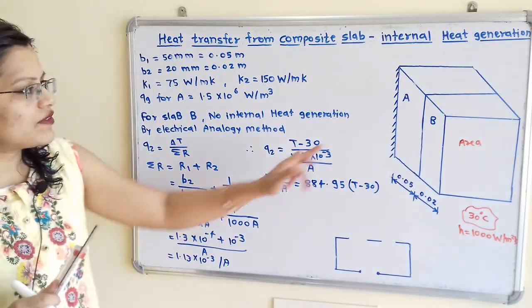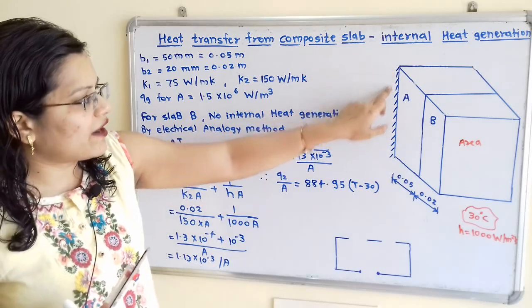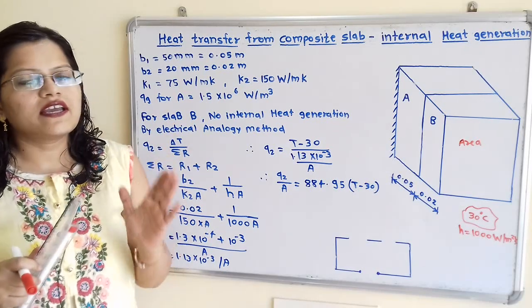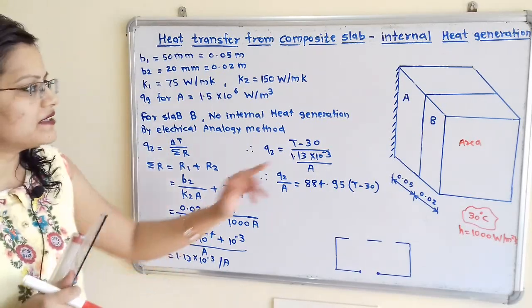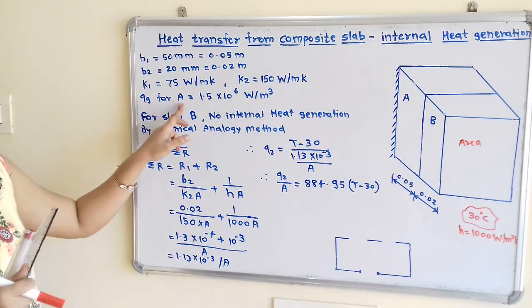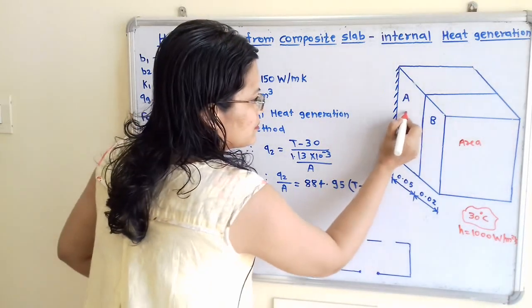Now one side of this composite material A is insulated, so we have to show insulation here. Now there is internal heat generation taking place in material A. So this internal heat generation, that is Qg, is given, so we will write here Qg.